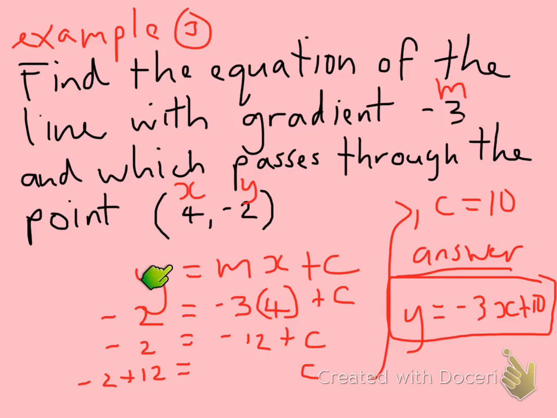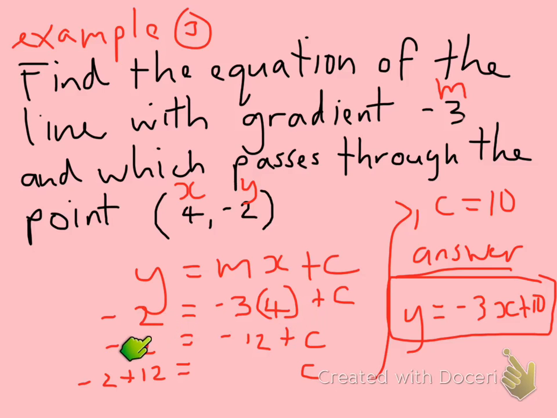So when we write down the equation as y equals mx plus c, we will now fill that out with the information that we know. So the y value we know is -2. We replace m with the value of the gradient, which we listed up here, -3. And the x value of our point is 4. So we write -2 equals -3 times 4 plus c. So now we can go ahead and find c.